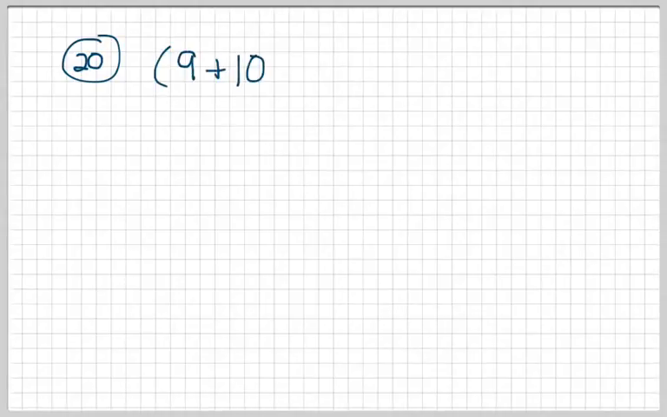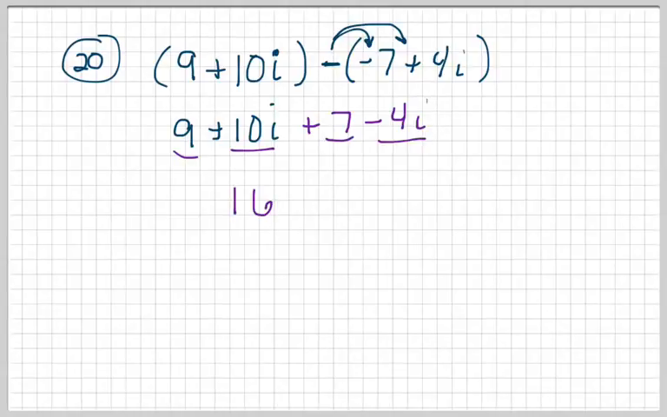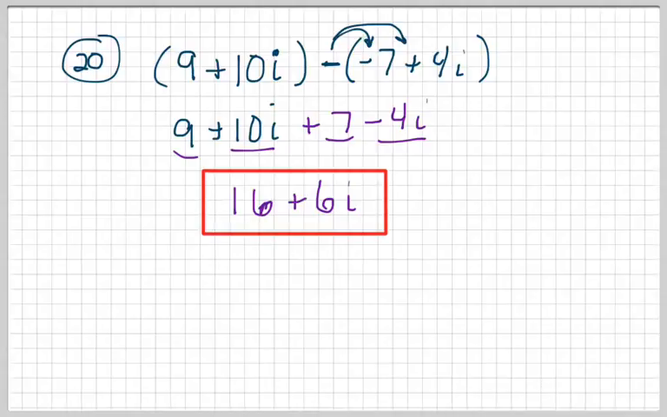Finally, number 20. We're just cleaning this up. Now notice this isn't a distributing property. This is just subtract one complex number from another one. And so this is 9 plus 10i. We distribute this negative 1 because we want the opposite of all that, and that becomes a plus 7 and a minus 4i. And now we add the real parts, and we combine the imaginary parts, and we are done. We can't combine those two. You can't combine a real and imaginary.